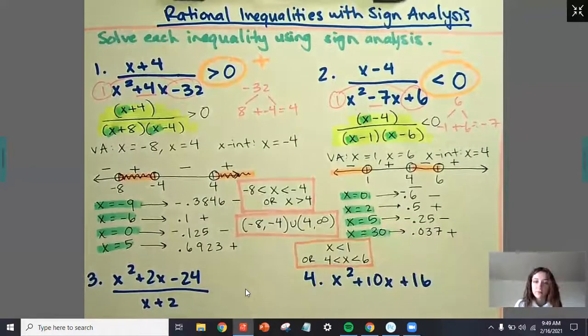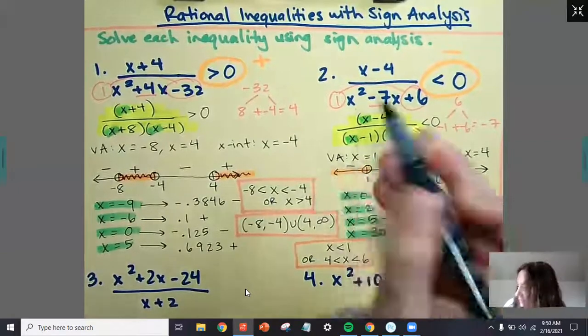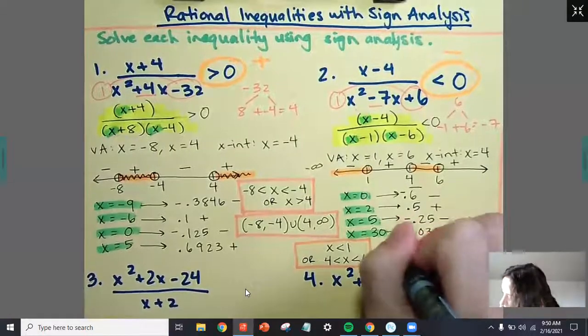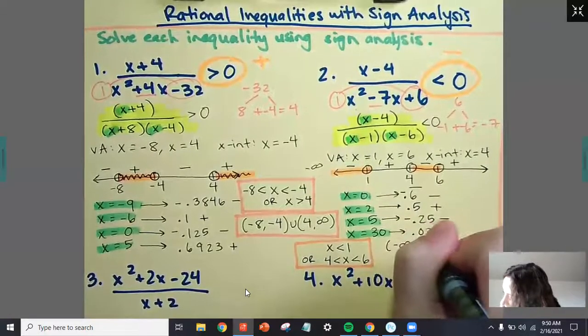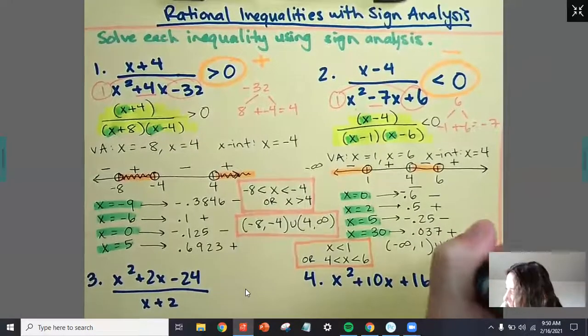So let's do our interval notation. This is anything from negative infinity all the way up until positive 1. So from negative infinity to positive 1. And then we also have the interval between 4 and 6.